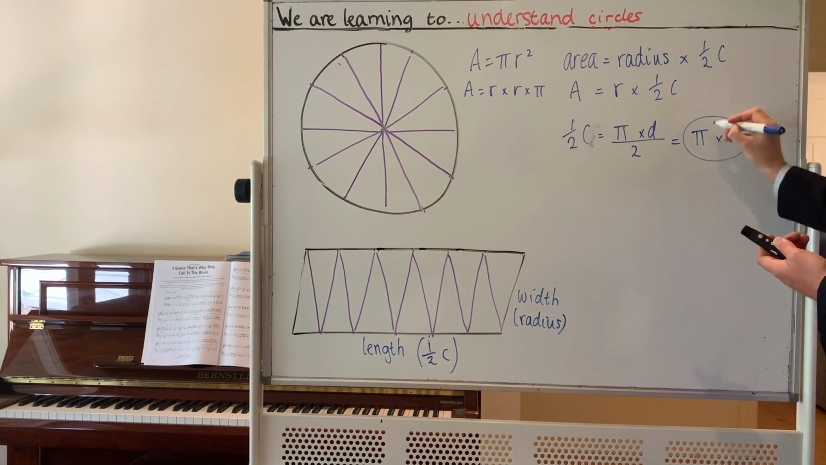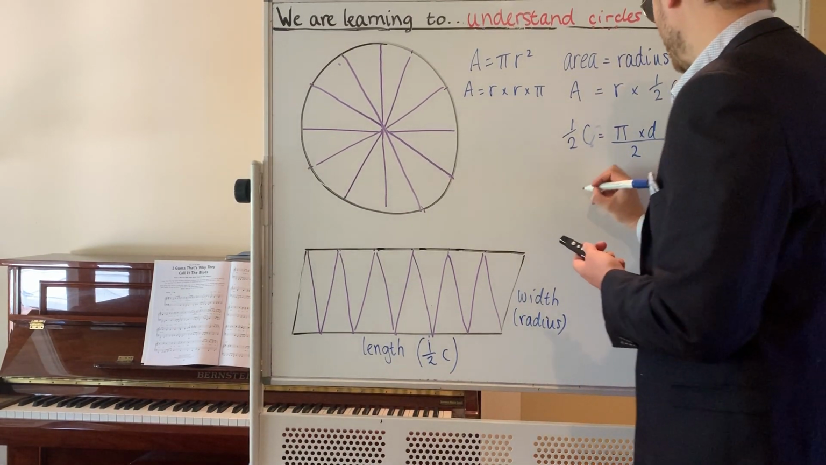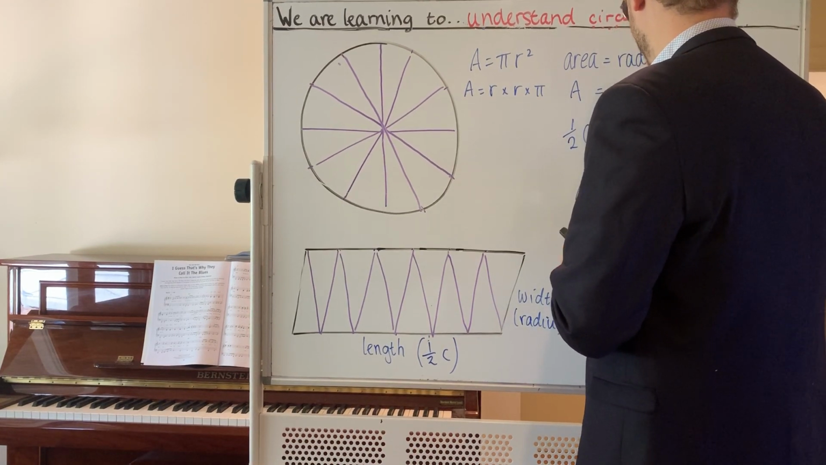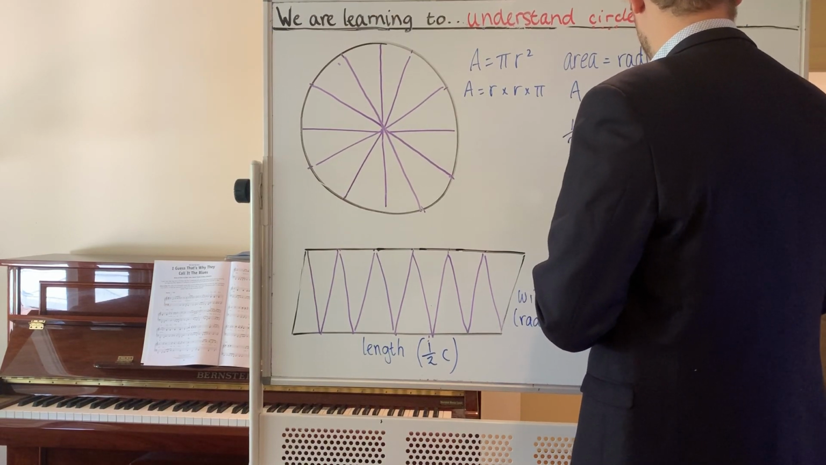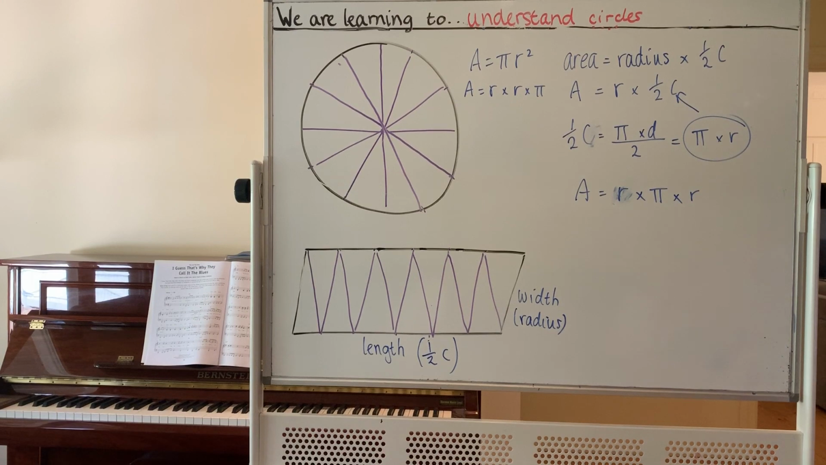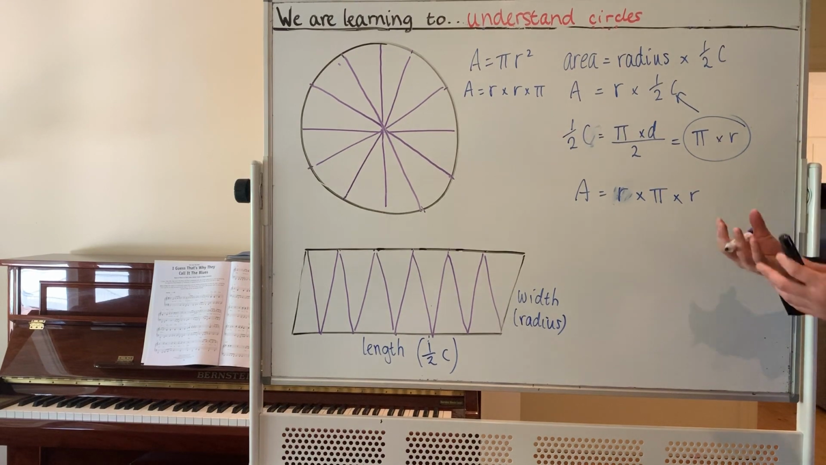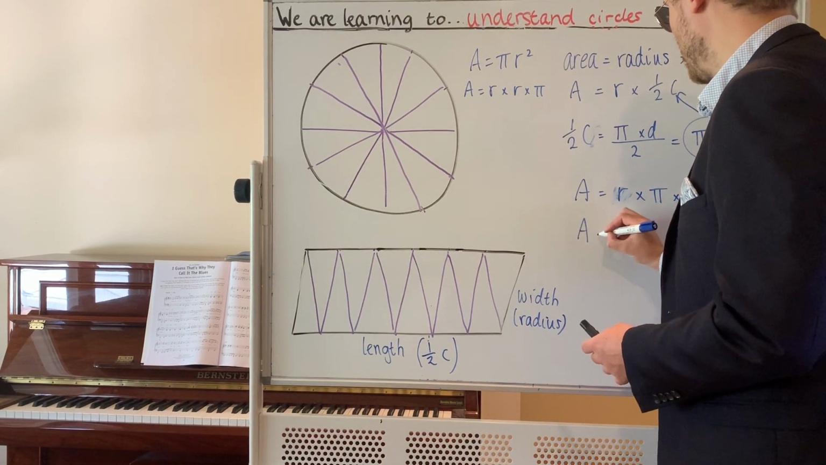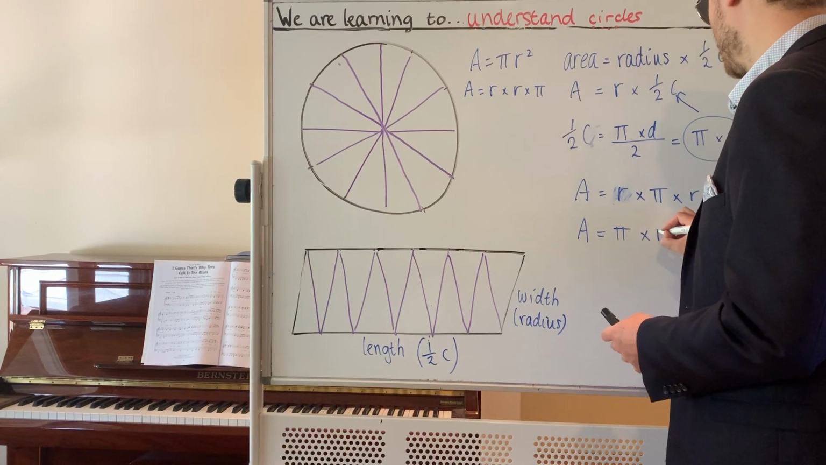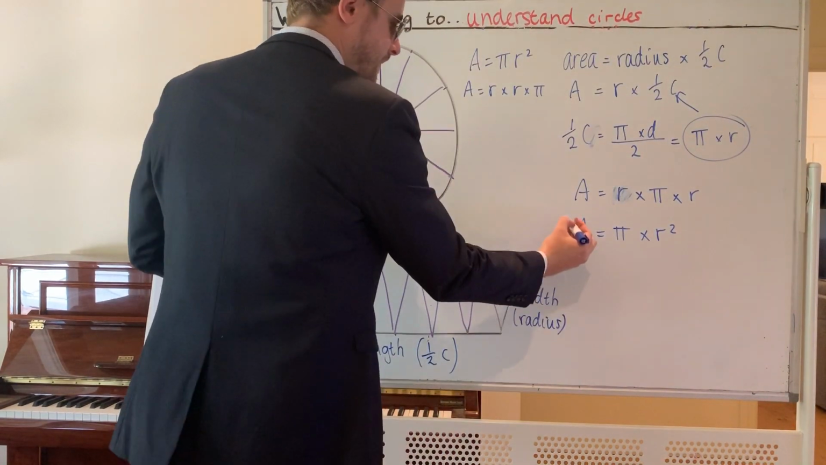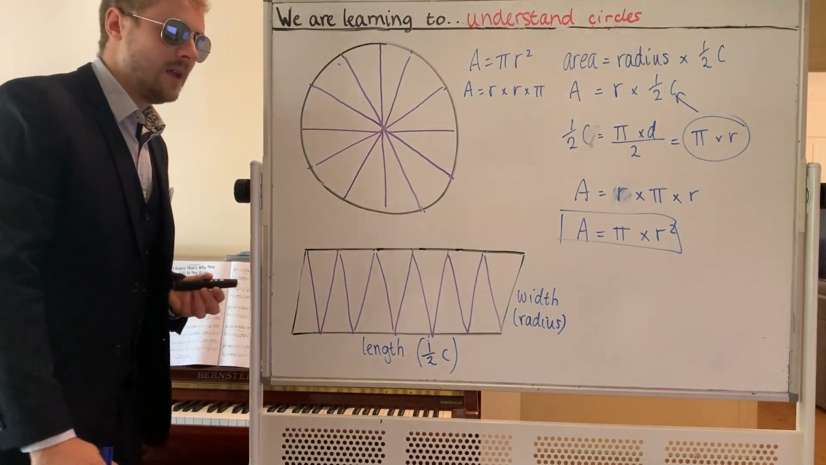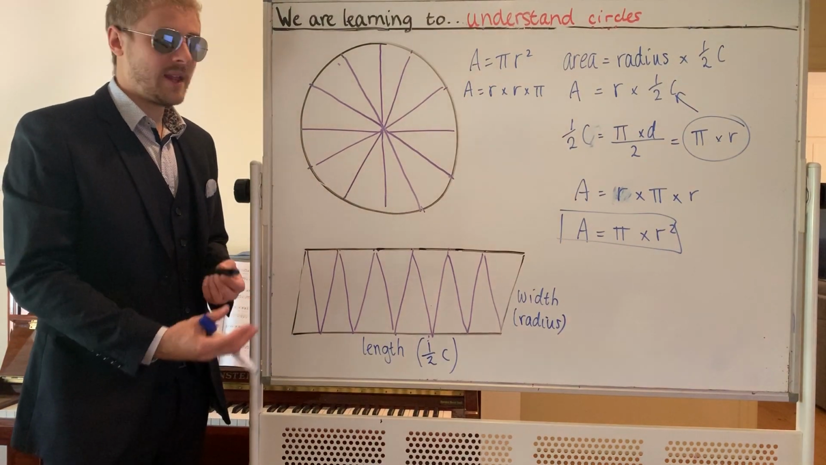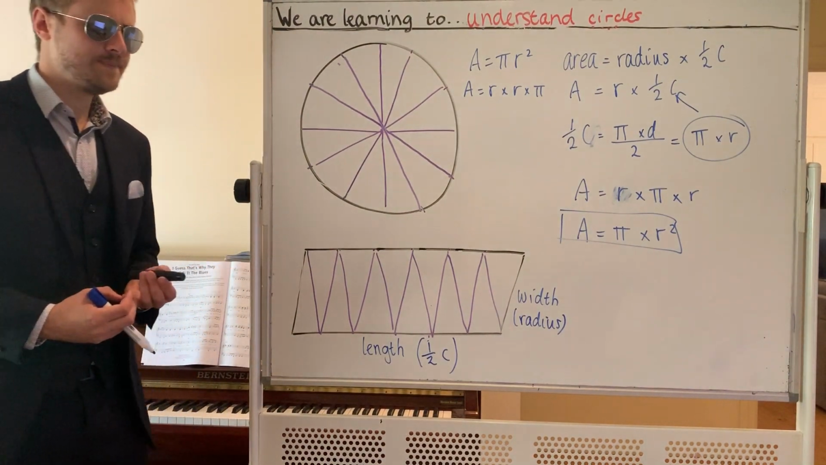Now if we were to use that information and put it back up into here, this is what it would look like. The area is equal to the radius times by pi times by the radius. Now we can condense this a little bit and simplify. Instead of having r times r, that's the same as saying r squared. So we're left with pi times r squared, which gives us our formula for the area of the circle. Hopefully you were able to work that out yourself and you didn't need too much assistance from the video.